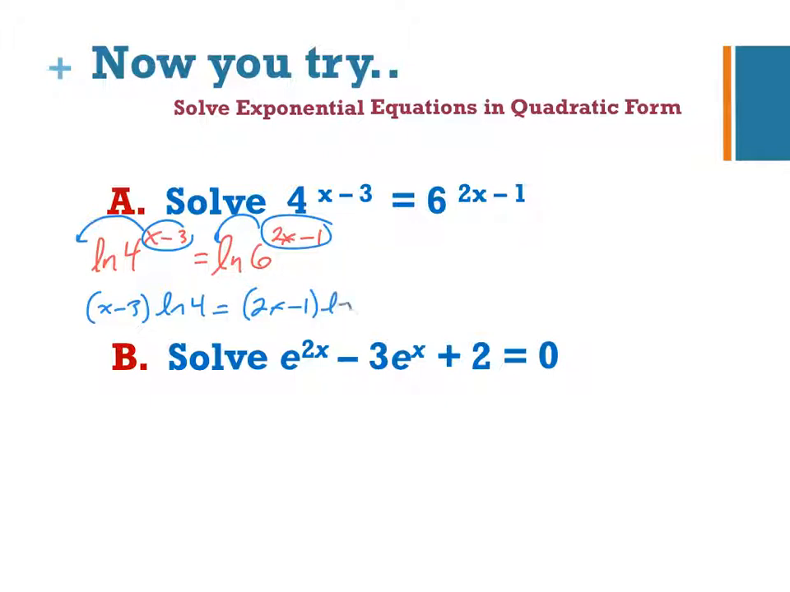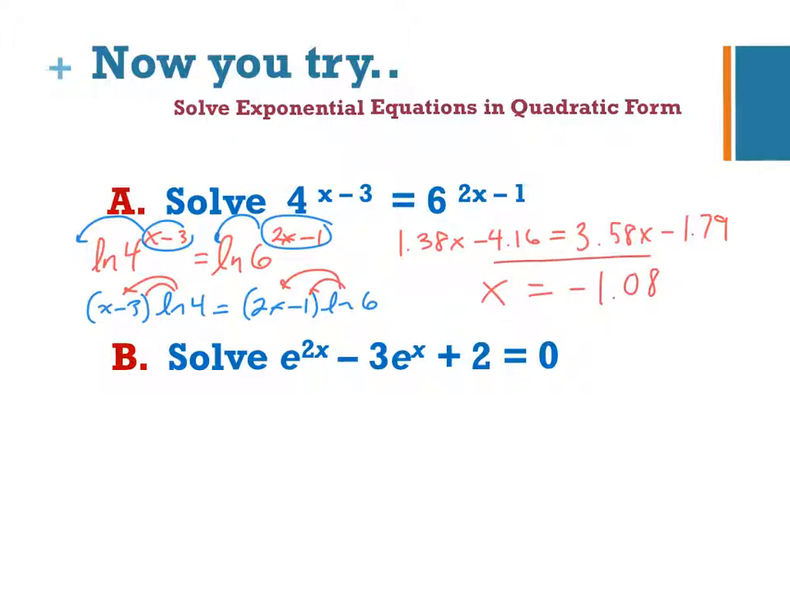And now our next goal is to solve for x. So if you distribute the natural log of 4 through, you get 1.38x minus 4.16 equals, if you distribute the natural log of 6 through, 3.58x minus 1.79. And balancing both sides and trying to isolate x by itself, I believe you should get an answer of negative 1.08, to 2 decimal places.